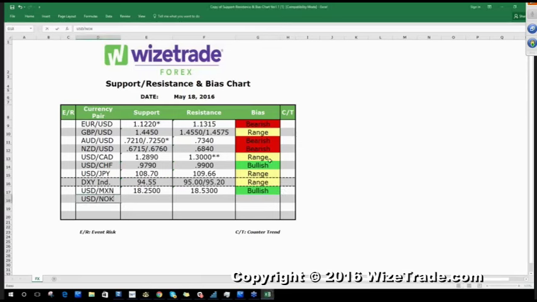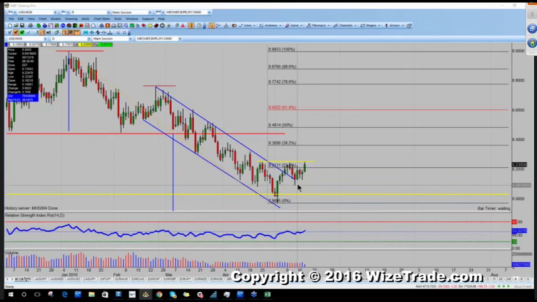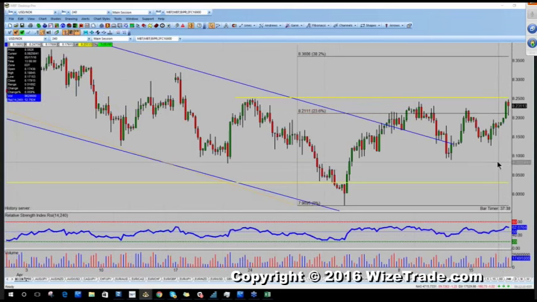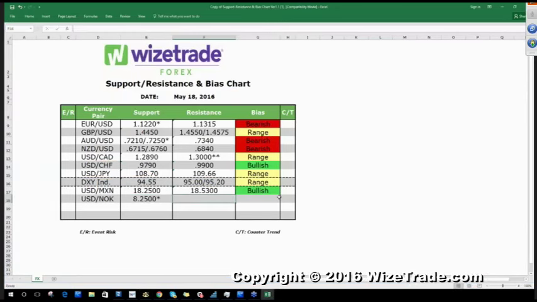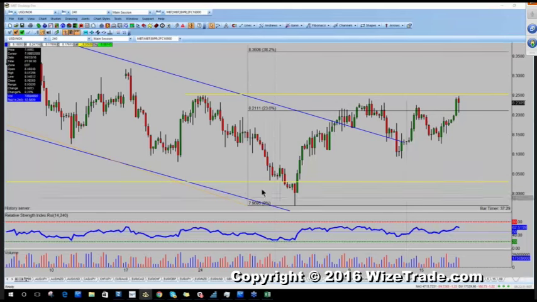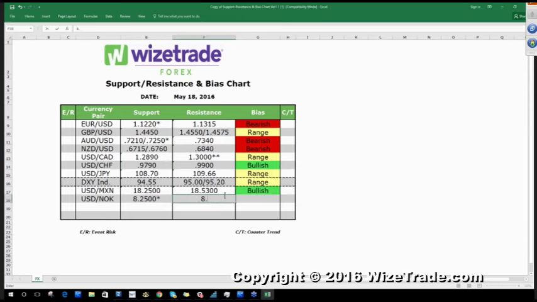US dollar Norwegian krona, 8.25 asterisk. Okay. Support is intraday. Support will be 820. That should hold us. You know what? Let me revisit that. Hold on. It's a 4-hour. Yeah, 819.50. Okay. We're range bound, but we're threatening to go bullish here. Okay.